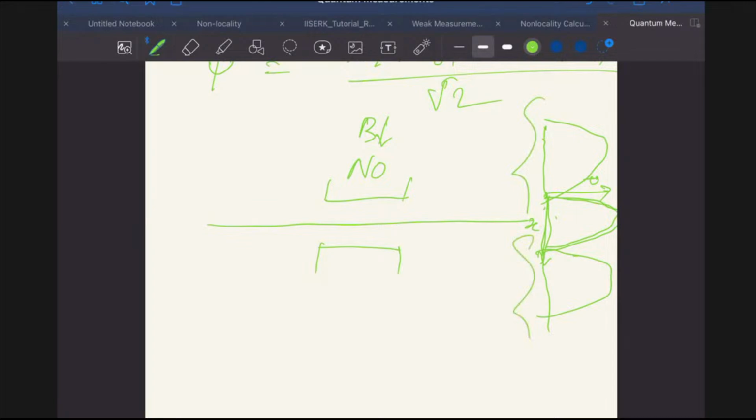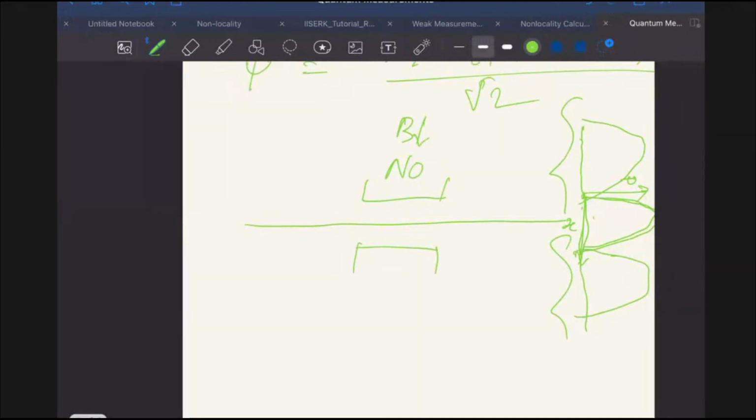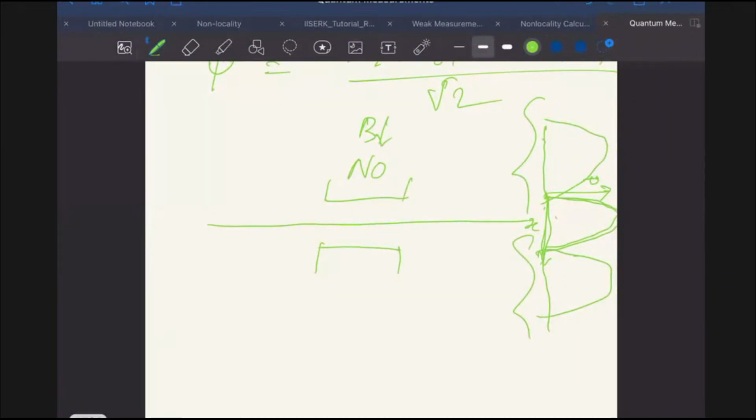Yes. One can calculate that by noting all the parameters of the experimental setup, like the length of the screen and all these things. Maybe we can do it as an exercise. Yes, one can do it as an exercise.